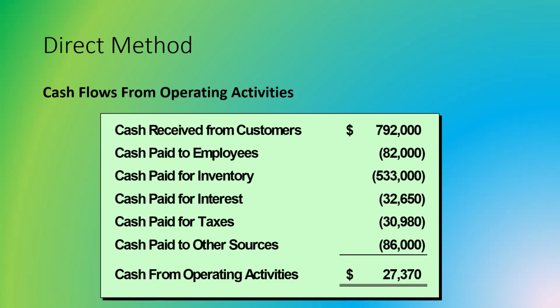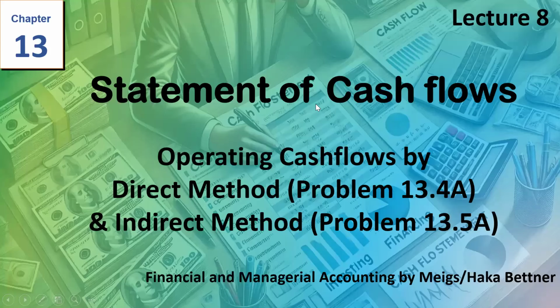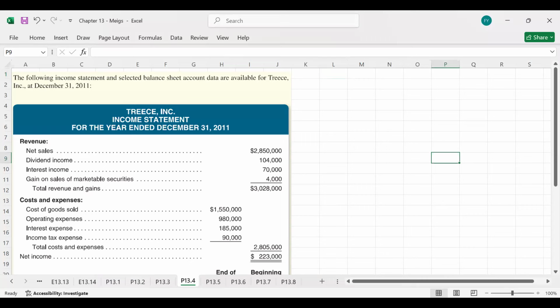The direct method shows the specific cash inflows and outflows that are related to the core business operations. This information is generally not provided in the problem, and we will have to do it in separate workings or show supporting calculations to calculate all these amounts. We are using Financial and Managerial Accounting by Williams, Haka, Bettner, or Meigs and Meigs, and in this lecture, we will cover problems 13.4 and 13.5 to cover the direct as well as indirect method.